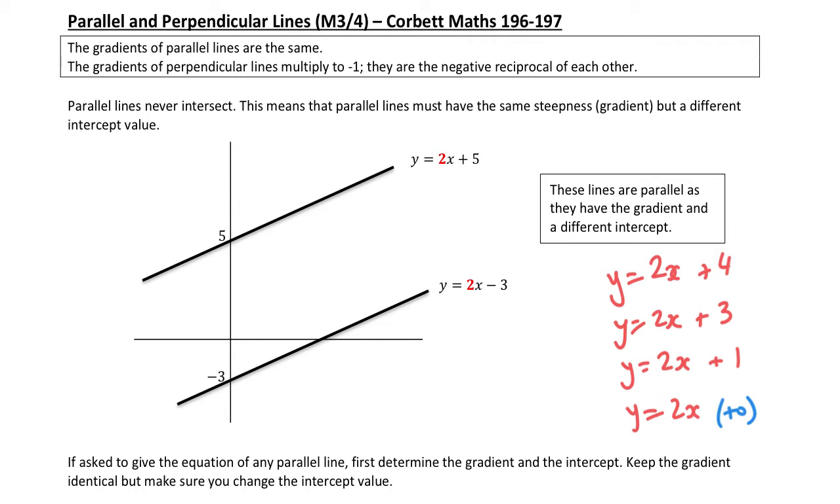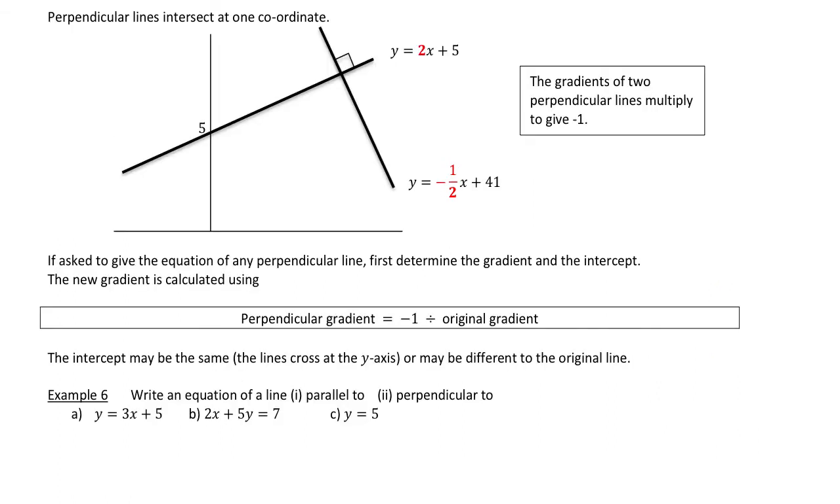So perpendicular lines intersect or meet at one coordinate. We can see that they're meeting at this point. And they're perpendicular, which means they're at right angles to each other. So this was the line we had previously, y equals 2x plus 5. And this is perpendicular, and it's y equals minus a half x plus 41.